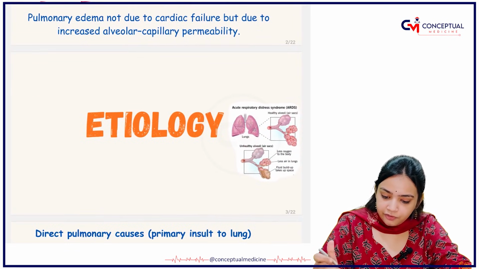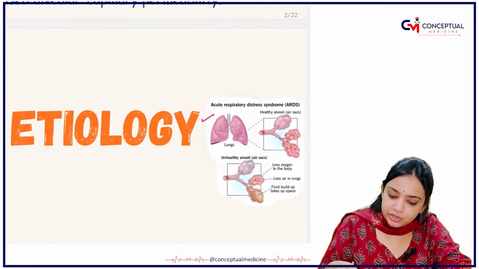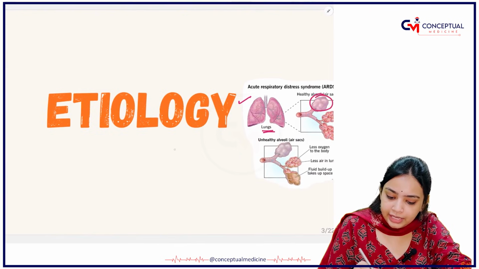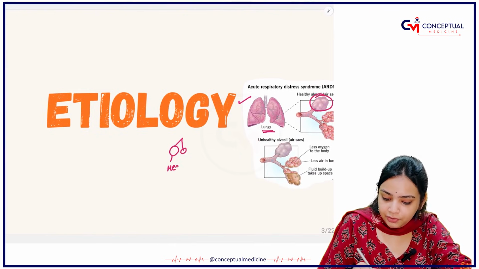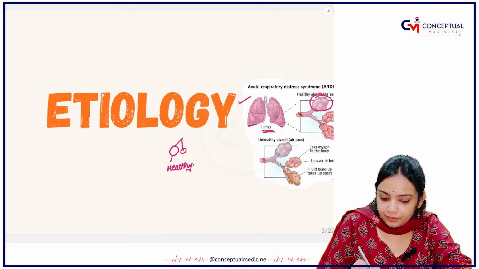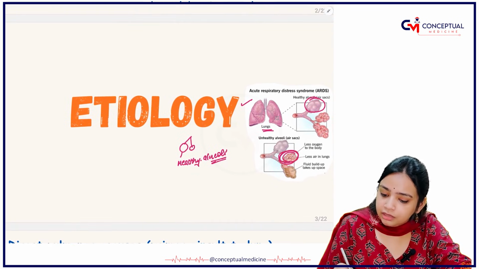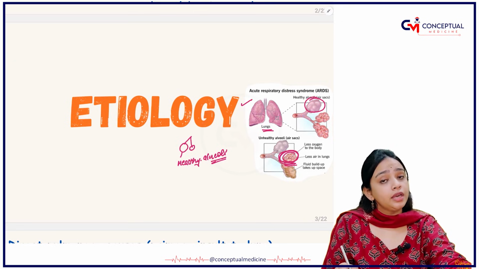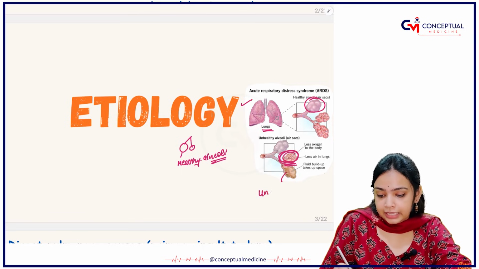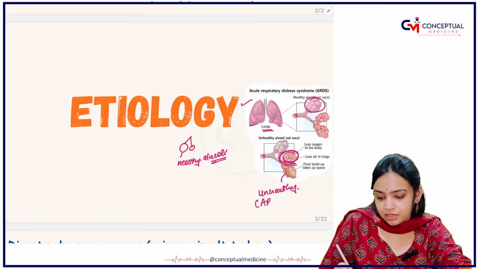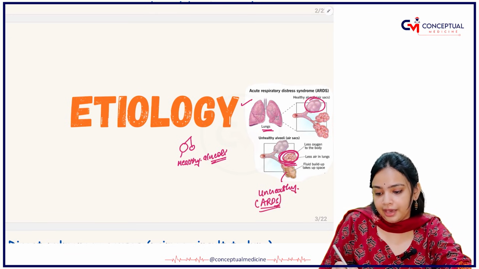Okay, see this figure, what you are able to appreciate, you have the lungs and here you have the healthy alveoli. Then here you are able to see that the alveoli are not pink, they are not healthy, so they are the unhealthy ones, or the patient has ARDS.